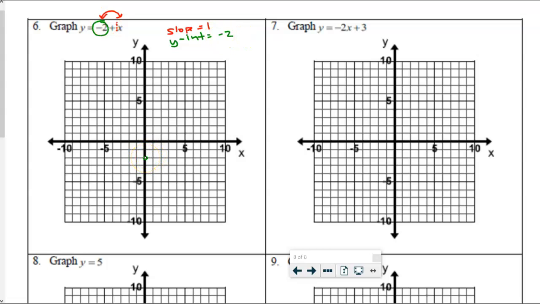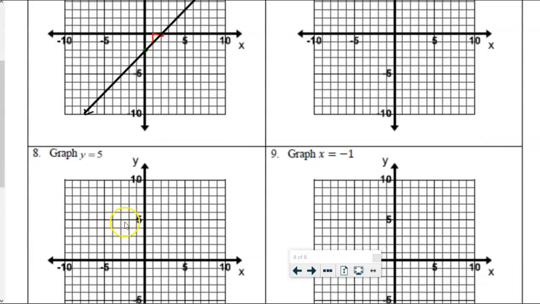Now we can graph that. Y-intercept of -2. Slope of 1, that means I'm going up 1 over 1. Rise 1, run 1. Rise 1, run 1. And your line would look something like this. Again, edge to edge of the graph as much as you can with those arrows.